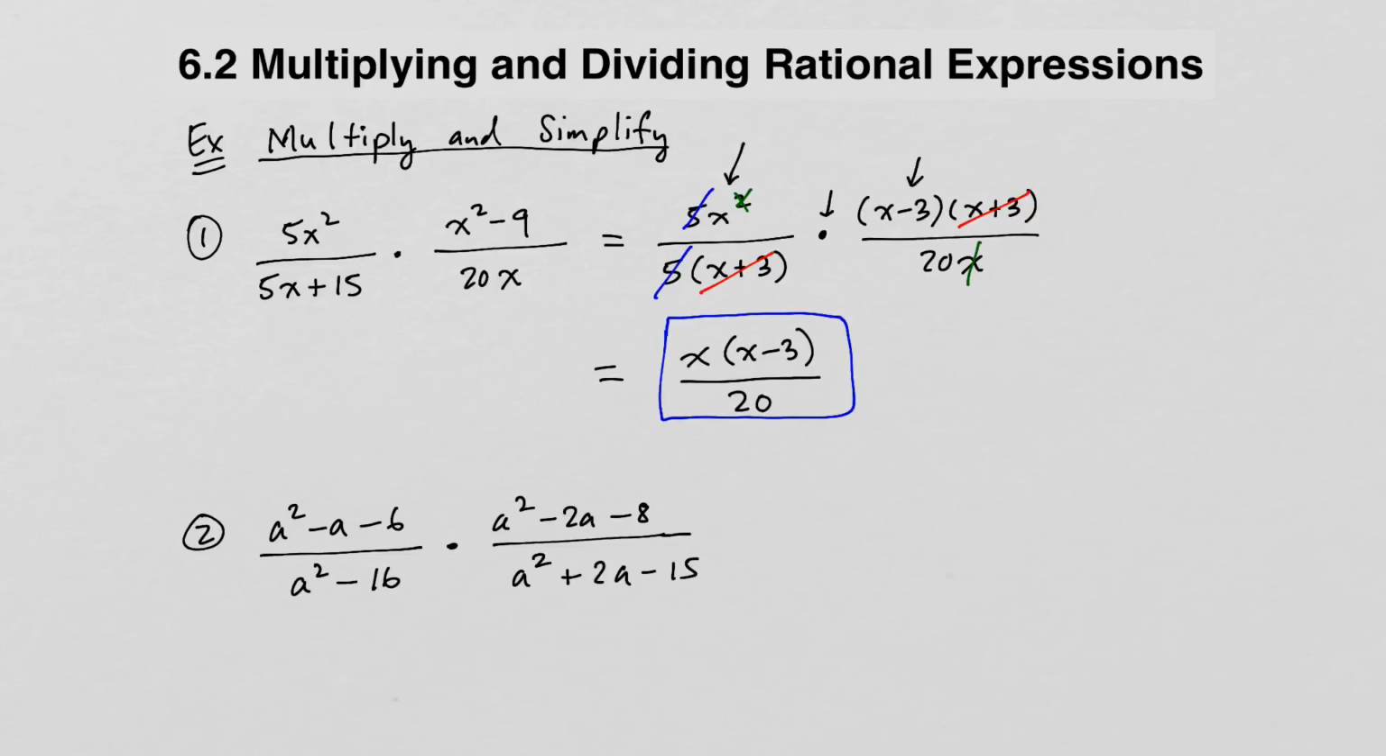And by the way, there are restricted values as well. Can you think of them? Well, if you look at the answer, you don't see any restricted values because there is no x down here. However, if you go up here, you can see that x cannot be negative 3, and also x cannot be 0.